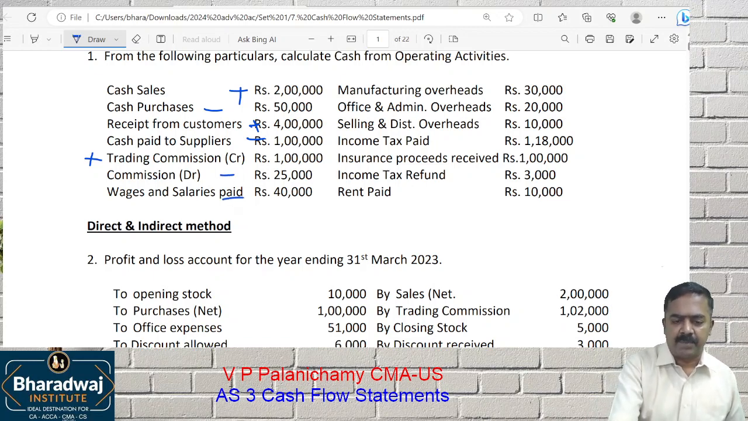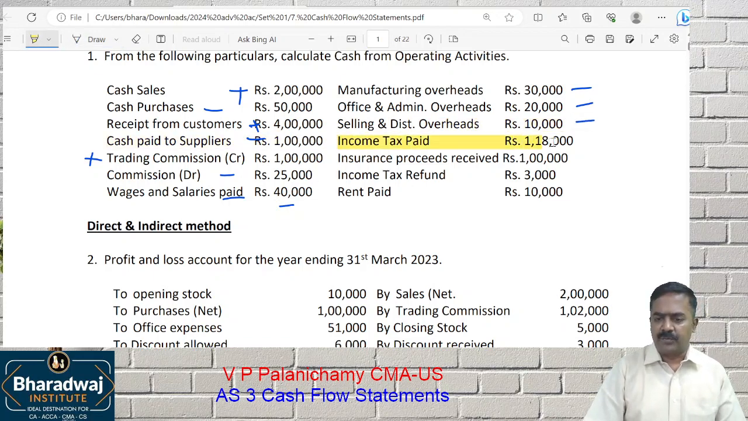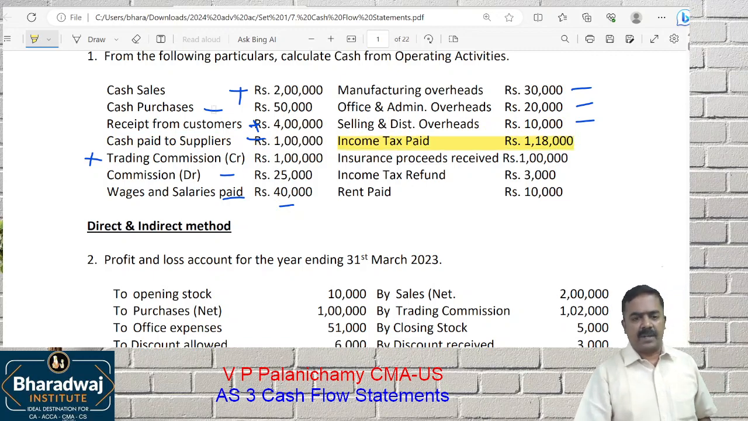Wages and salaries paid, so minus. Manufacturing overheads paid, minus. Administrative overheads paid, minus. Selling overheads paid, minus. Income tax paid will come at the end. CFO before tax, minus what? Tax paid, like that we will take it.